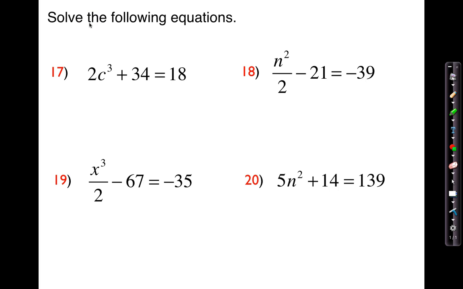Now it's your turn. So go ahead and pause the video and try number 17 through 20 on your own. Okay, let's check out our answers. Hopefully you were very careful with taking the cube root or the square root. So here, number 17, the answer is C equals -2. Number 18 is no solution. Number 19, x equals 4. And number 20 is n equals plus or minus 5.